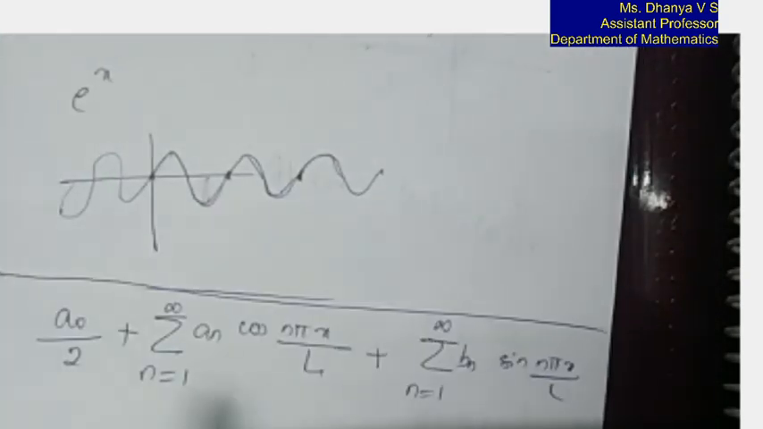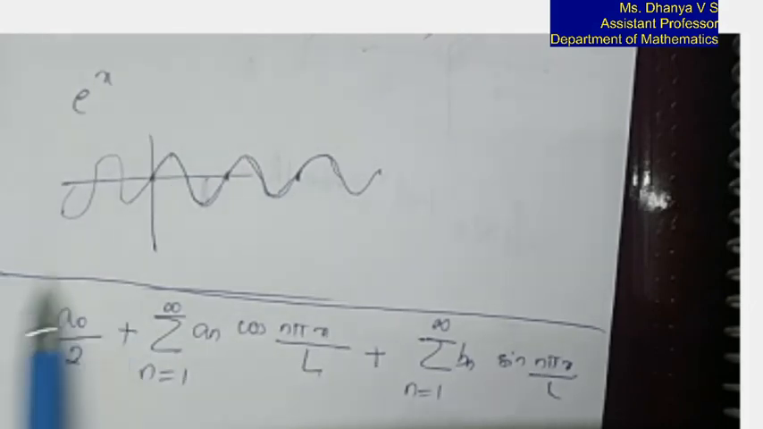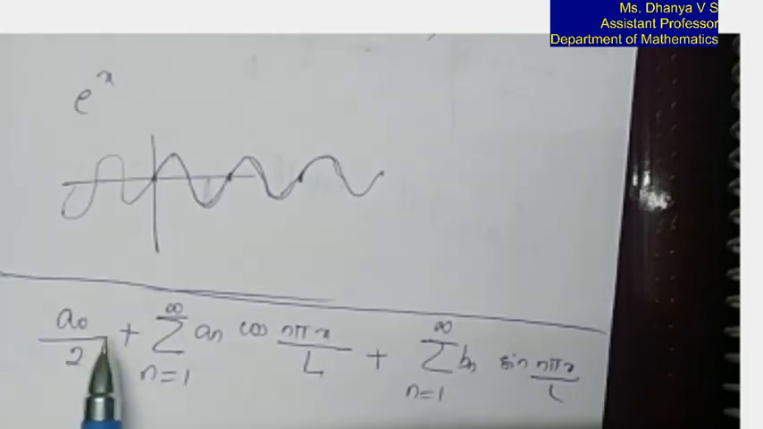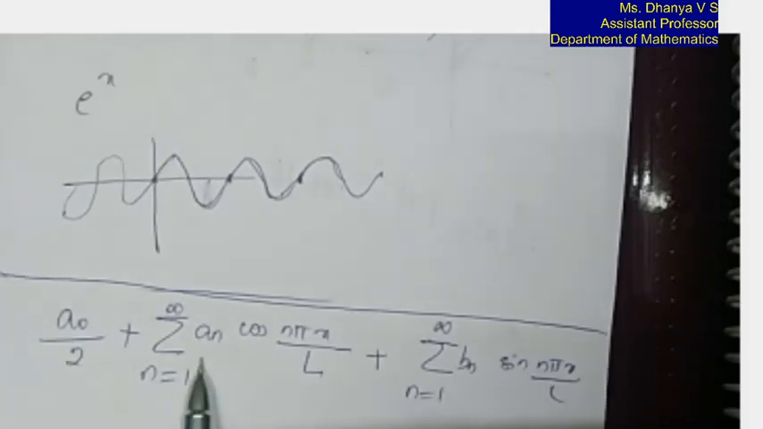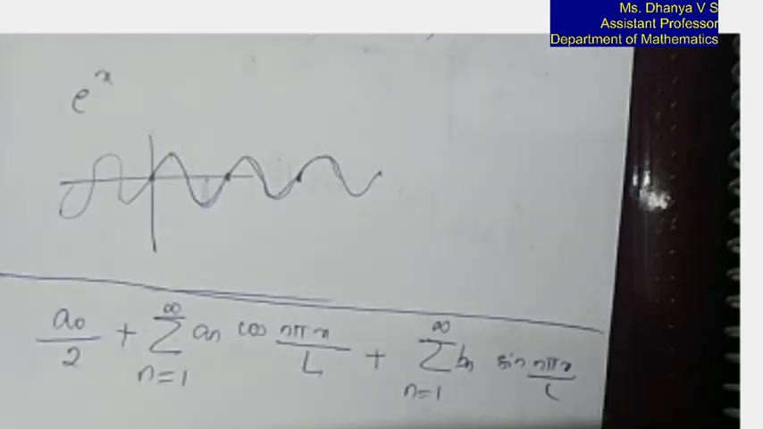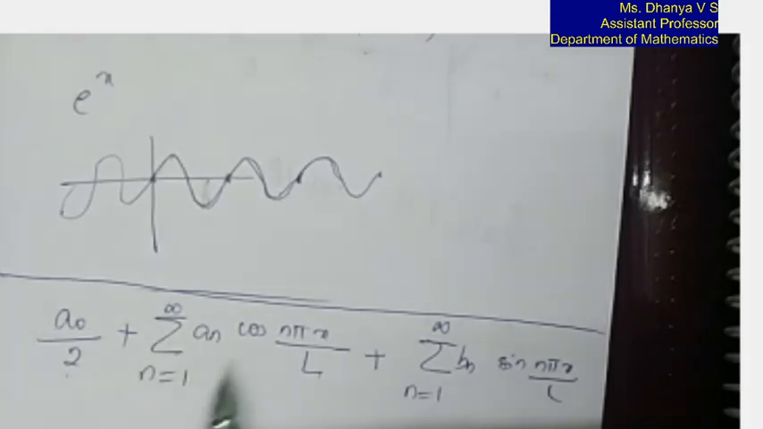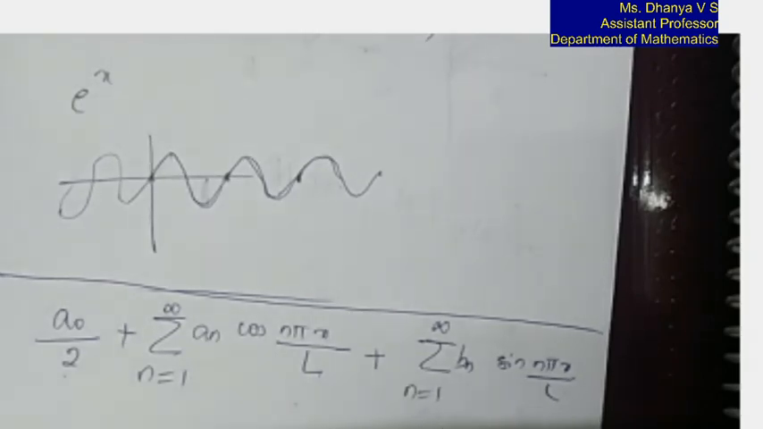So in the very beginning, I have written a formula. This is the Fourier series, that is a series of the form a naught plus a1 cos x. The general formula is a naught by 2, which is a constant, plus terms where a n involves cosine terms and b n involves sine terms. So we have a naught by 2, then summation n equal to 1 to infinity a n into cos n pi x by L, plus summation n equal to 1 to infinity b n into sine n pi x by L.